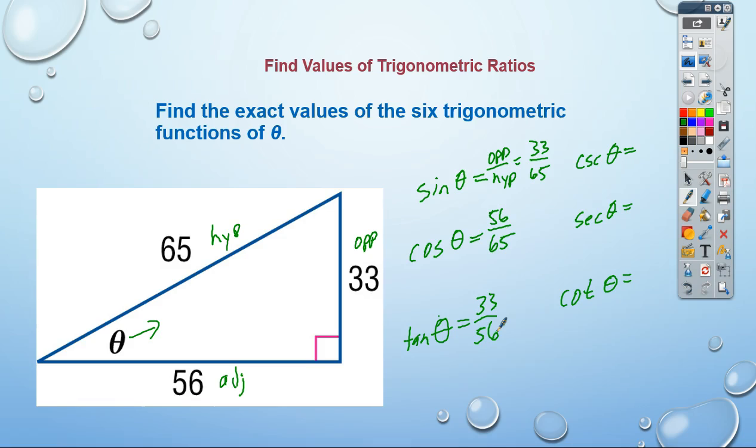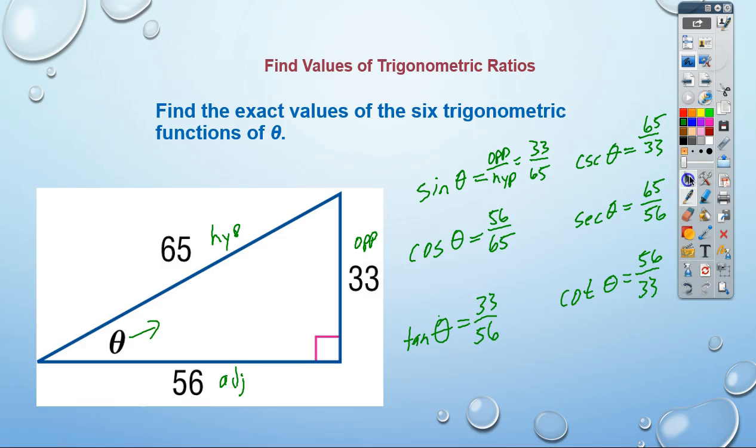That's it. How does cosecant work? Well, cosecant we said was the reciprocal of sine. The reciprocal means you flip. 65 over 33. Secant is the reciprocal of cosine, so it's 65 over 56. And cotangent is the reciprocal of tangent, 56 over 33. Whew. Not hard, right? Just got to remember how to label.